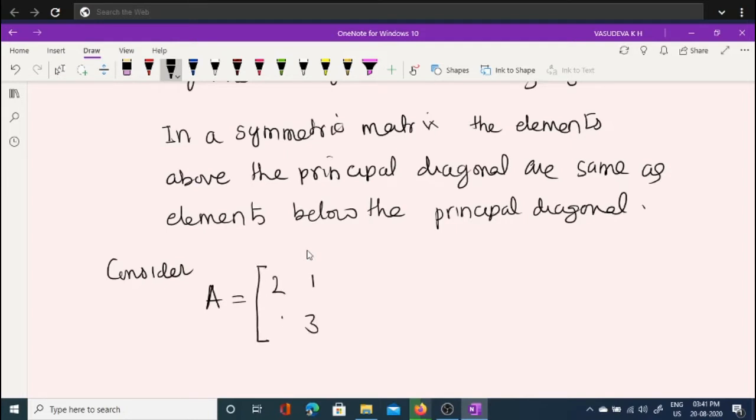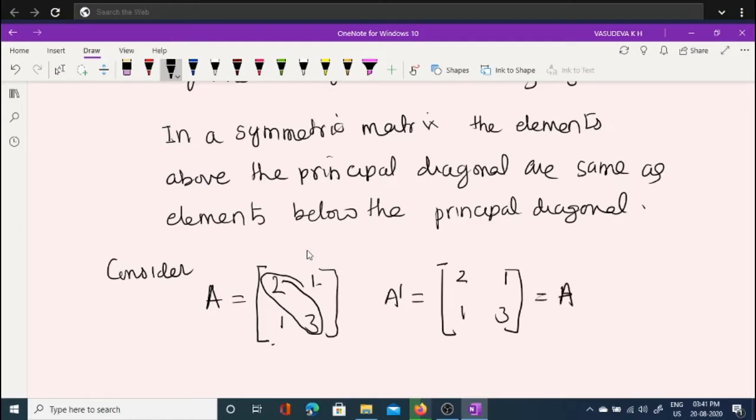2 3 and this is 1 1. Observe that these are the elements of the principal diagonal. The element above the principal diagonal is 1, below the principal diagonal is 1. If you take A dash, you will get 2, 1, 1, 3. What are we getting? A dash is equal to A itself. So from this we conclude that for a symmetric matrix, A dash must be equal to A.